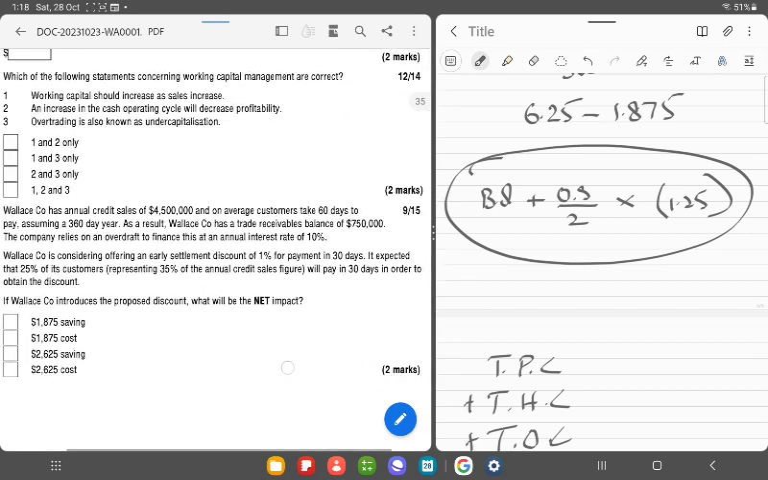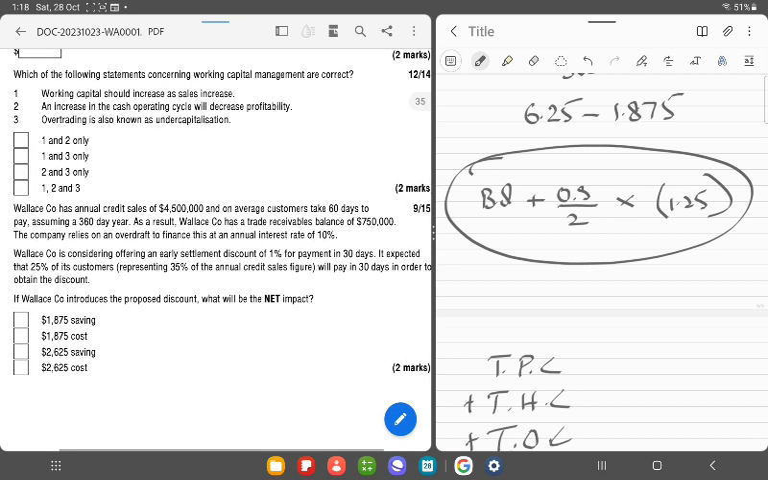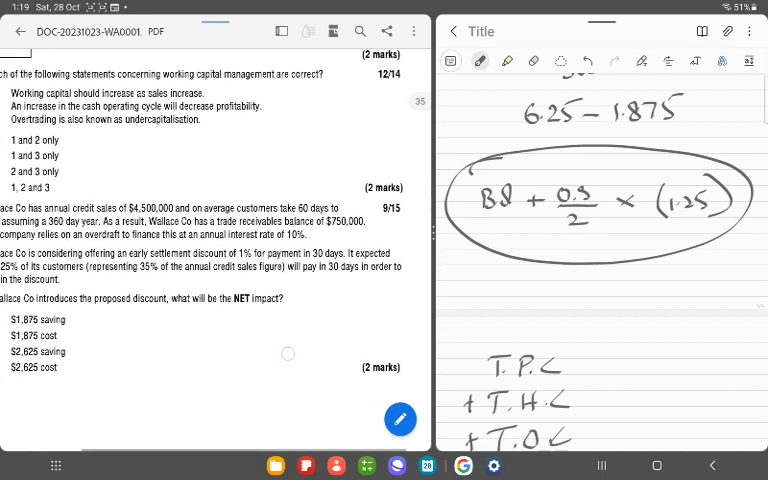Next is, Wellness company has annual credit sales of 4,500,000. On average, customers take 60 days to pay, assuming 360 days a year. As a result, Wellness company has a trade receivable balance of 750,000. The company relies on an overdraft to finance this at an annual interest rate of 10%. Now, Wellness company is considering offering an early settlement discount of 1% for payment in 30 days. If a customer pays in 30 days, he will be offered a 1% discount, which is a cost for the company. It is expected that 25% of the customers, which represent 35% of the annual credit sales, will pay in 30 days in order to obtain the discount.